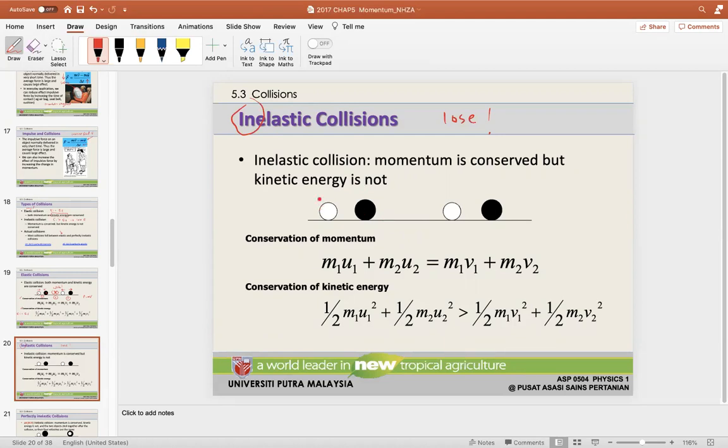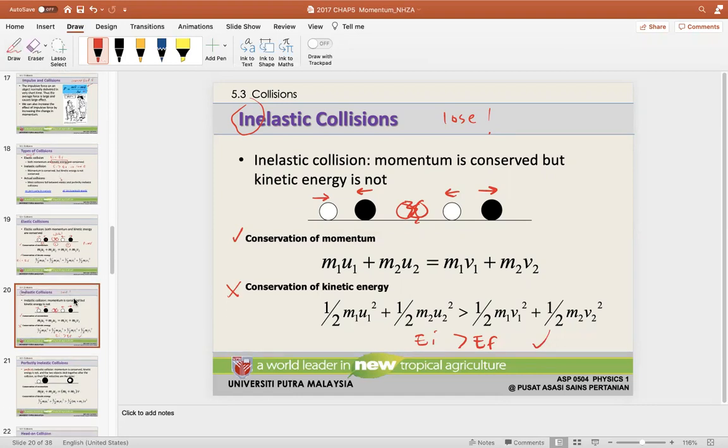So here, they are moving, and then collision happens, and they are also moving in separate directions. It doesn't matter where, but they are moving separately. Here, conservation of momentum applies. Conservation of kinetic energy does not apply. Here, E initial is greater than E final. For solving, you usually use the conservation of momentum and then check back if your answer is correct using this equation. If your E initial is greater than your E final, then it is correct. Just a cross-check.